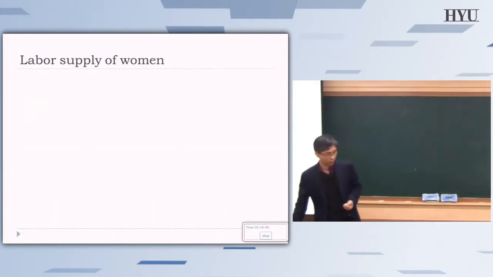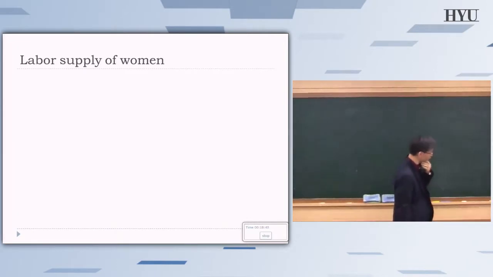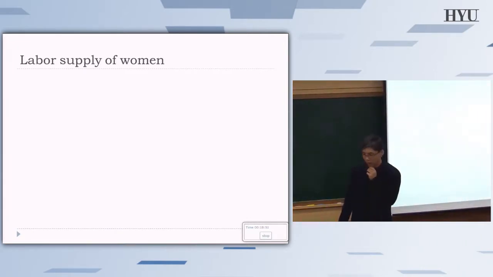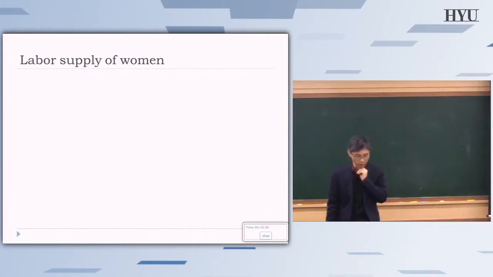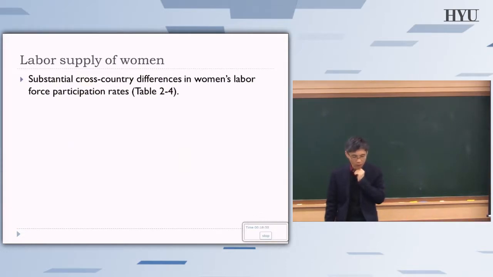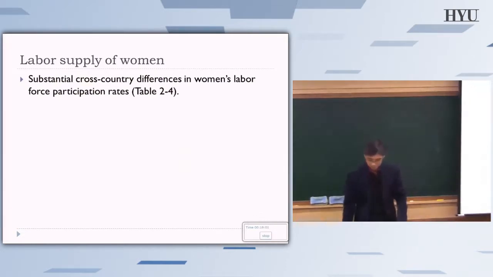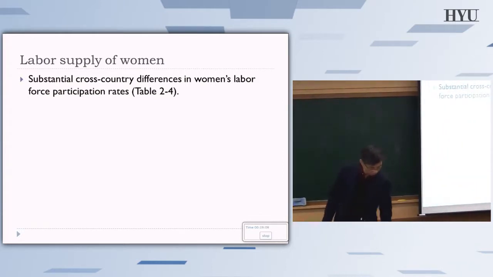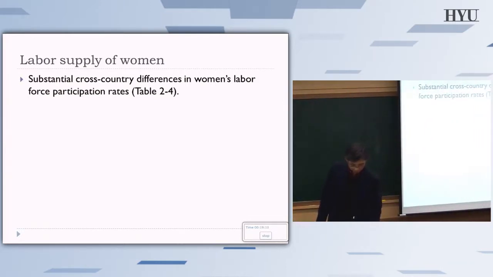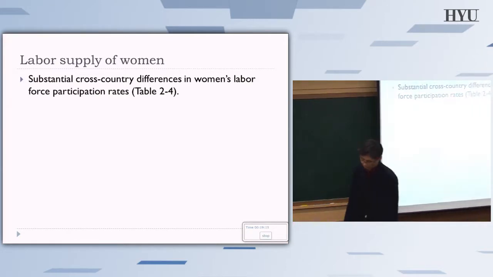Now, how about the women? We talked about men. How about the women? Women's case is much more interesting because women's behavior turns out to be quite different. When you look at the cross-country difference, there is a substantial variation in the participation rate. It's in the textbook, 2-4, around page 50. So there's a lot of variation. I said that Korea is one of the countries that have a lower participation rate.